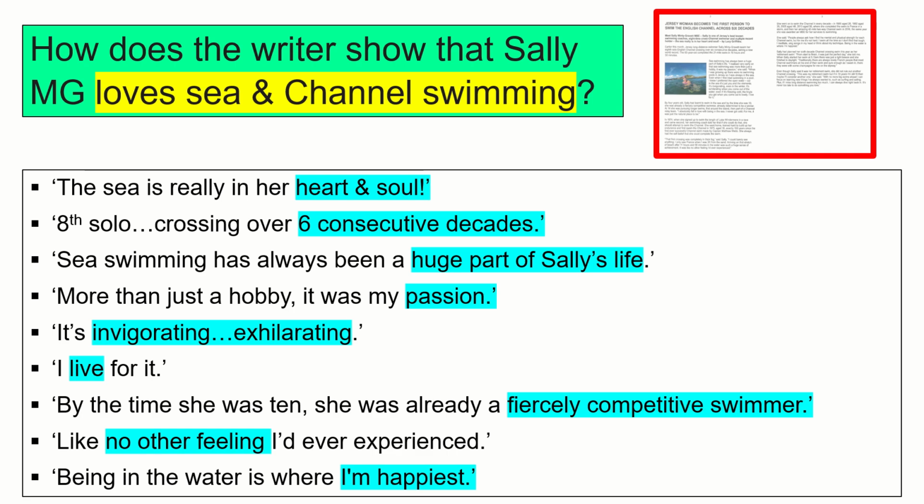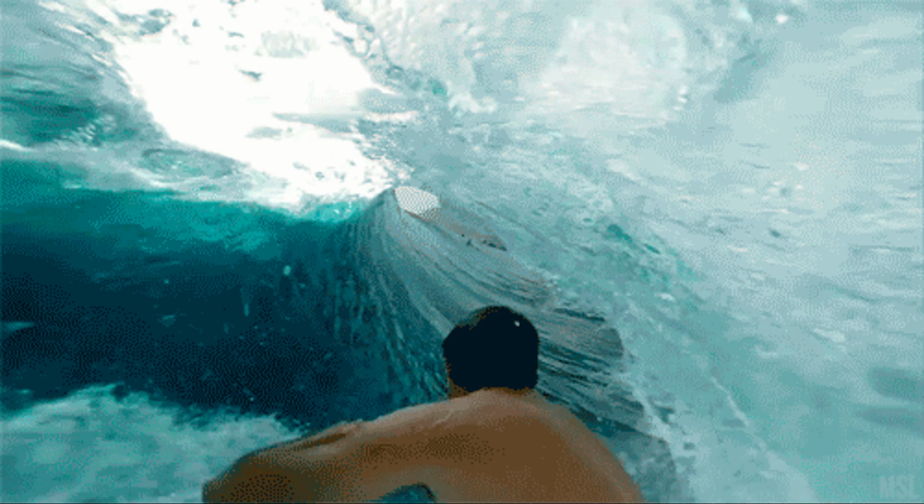Again, there were other ones. So heart and soul, 6 consecutive decades. You could talk about that she's done it her whole life. Huge part of Sally's life. She lives for it. Fiercely competitive swim at the age of 10, so you could talk about that. And she's the happiest, so basically she's the most happy when she's in the water.